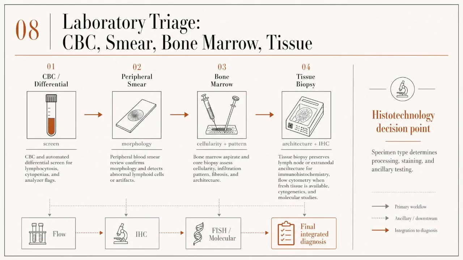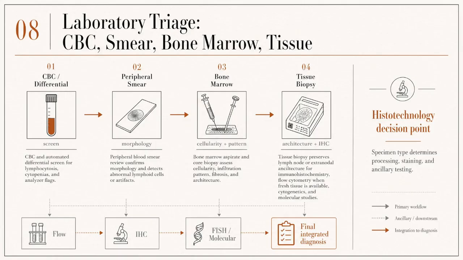As we transition into the critical topic of laboratory triage in the evaluation of mature lymphoid neoplasms, it is essential to appreciate how the type of specimen received in the laboratory fundamentally shapes the diagnostic approach and workflow. In the context of hematopathology and histotechnology, the initial triage decision determines which diagnostic modalities will be employed, ranging from routine hematology tests to advanced immunophenotypic and molecular analyses, and how specimens must be processed to preserve diagnostic integrity.